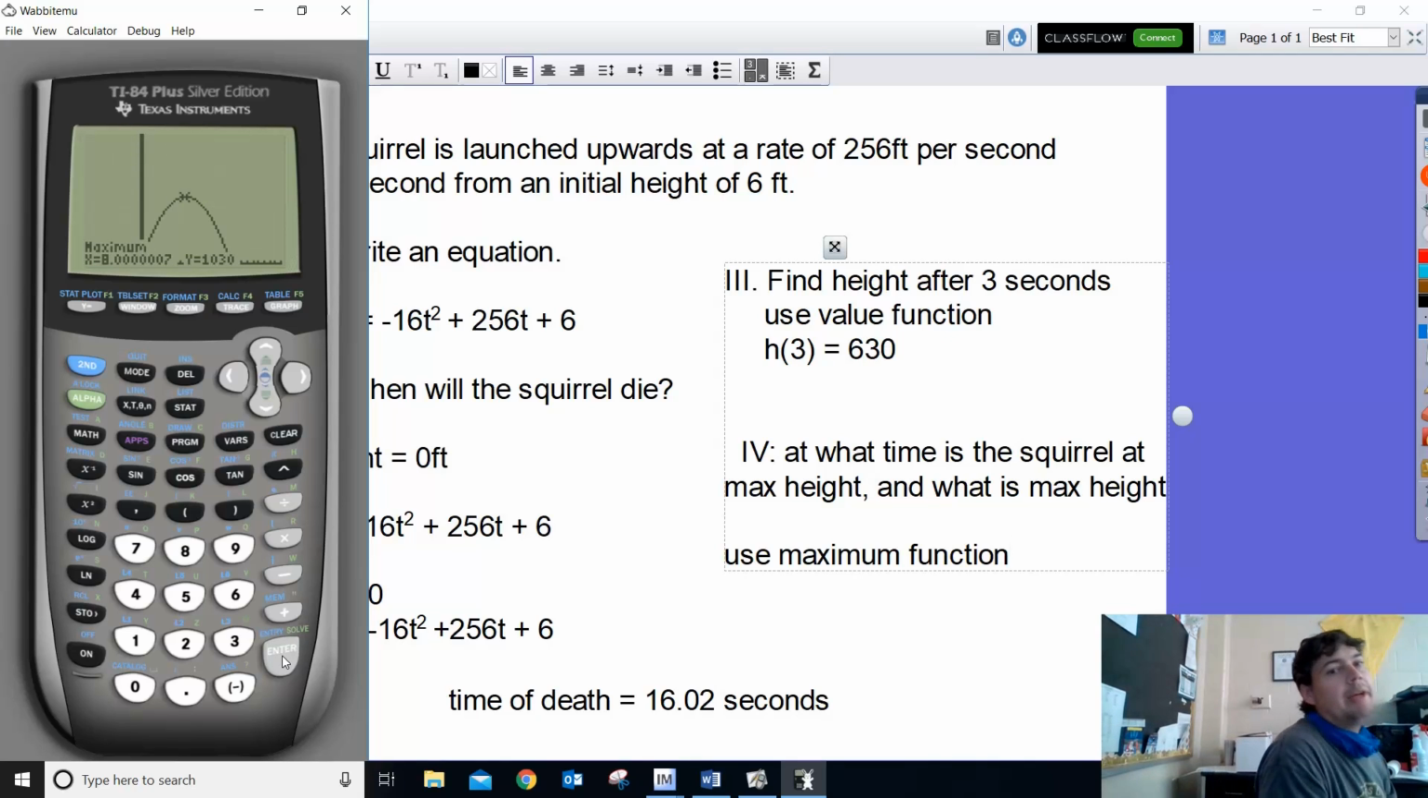So there's the squirrel's maximum height. And this one's actually one of those with kind of a rounding error. Like, it's not 8.00007. It's just 8. It's 8 seconds. If we did it by hand, it'd be 8 seconds all day long.